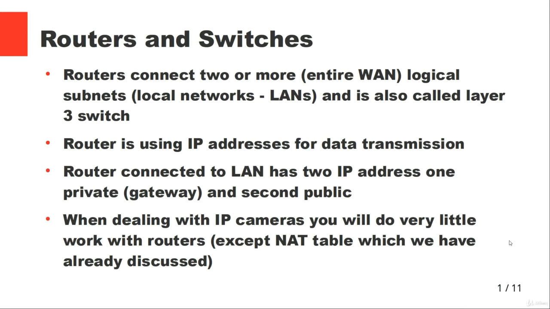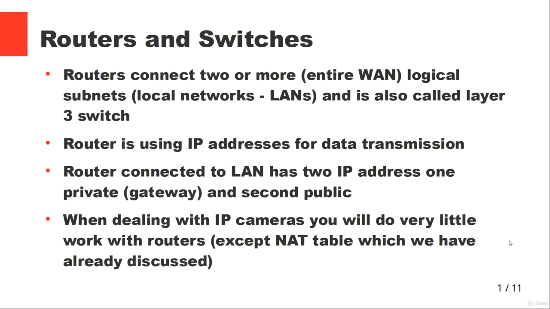Routers connect two or more logical subnets, local networks, LANs, and it's also called a layer 3 switch. A router uses IP addresses for data transmission. So a router is interested in which IP address information comes from and to which it goes, and has what is called an IP address table, so it knows from where the information was sent.